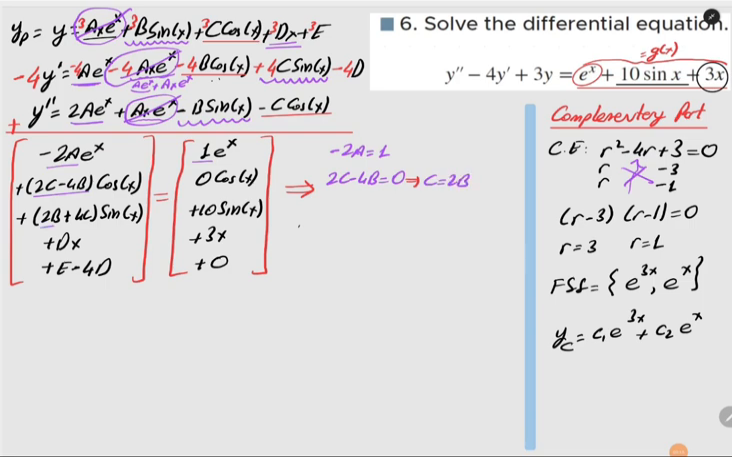And what next? 2b plus 4c is 10. Let's write 2b plus 4c is 10. But c was 2b. And it makes 4 times 2b, 8b. And 2b makes 10b, and 10b is equal to 10, and it follows that, of course, b is equal to 1.